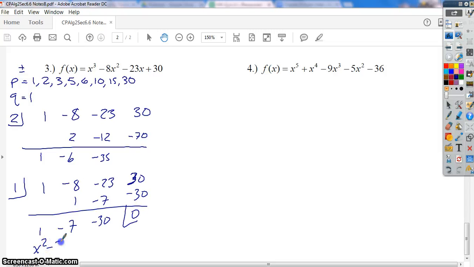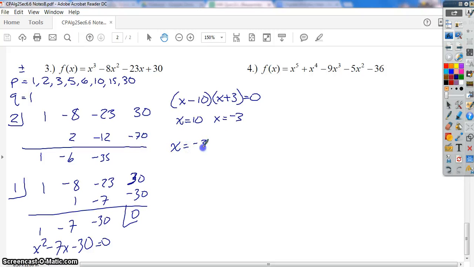So this leaves me with x squared minus 7x minus 30. Your factor is going to be x minus 10 times x plus 3. Alright, and that means x is positive 10 and x is negative 3. So our three solutions are negative 3, 1, and 10.